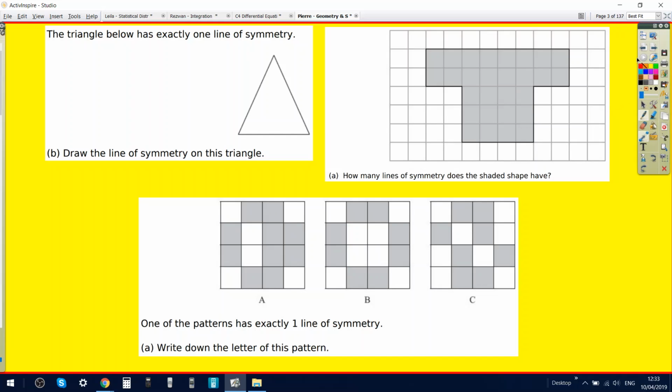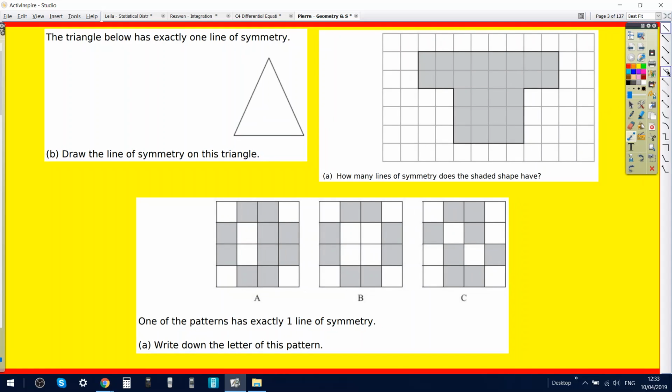How about this one on the left? How many lines of symmetry does the shape have? Would it have one line of symmetry going right down through the middle? Yes, that's it.